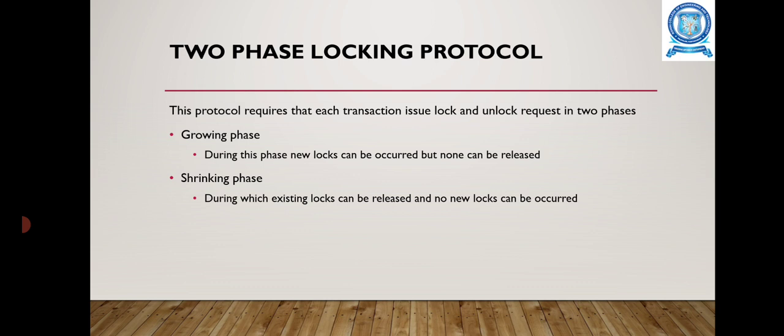Next one is the two-phase locking protocol. This protocol requires each transaction to issue lock and unlock requests in two phases. The first one is the growing phase, and the second one is the shrinking phase. During the growing phase, new locks can be acquired but none of them can be released. But during the shrinking phase, existing locks can be released and no new locks can be acquired. This is the shrinking phase.